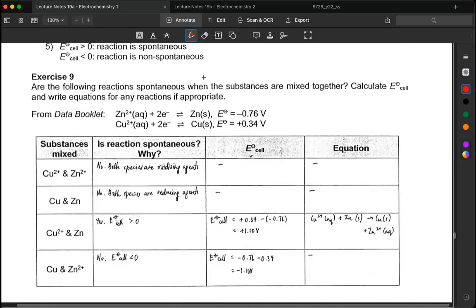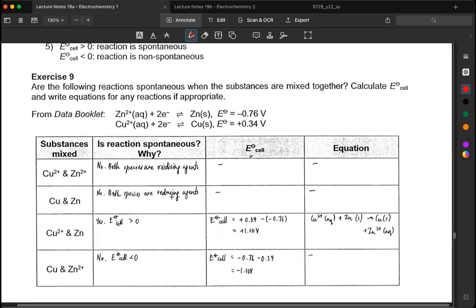So you can actually try to calculate to see it doesn't work. If you want this to happen, both are trying to reduce, so cannot. If you have both things trying to reduce, the E0 cell will be negative.